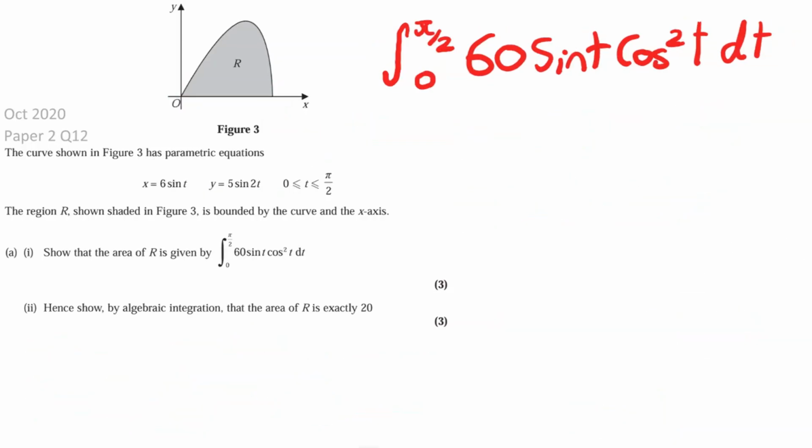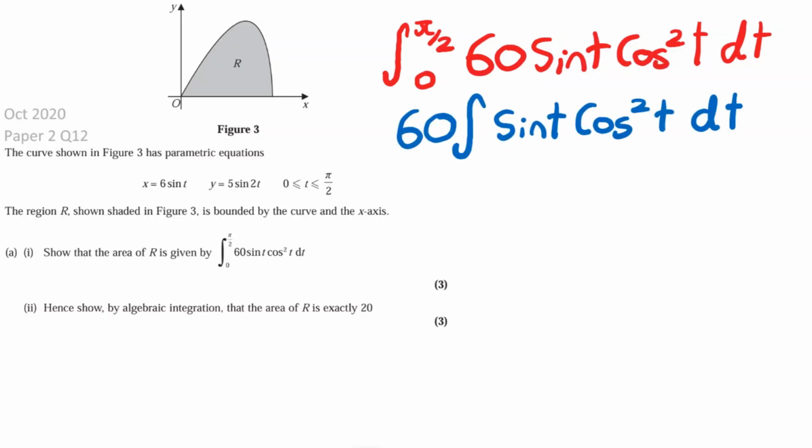Okay, and then for the second part, we need to show that the area of R is 20. So essentially what we just need to do is integrate this here and show it's equal to 20. If we first focus on integrating this function, 60 sin t cos squared t, I've taken the 60 out of the integral, so we're focused on integrating sin t cos squared t. Now to integrate this, there's a couple of ways that you can do it. You can use substitution, but I think the easier way is using the reverse chain rule. We did a video on the reverse chain rule in the integration chapter, so go back to that if you need a reminder of how it works.